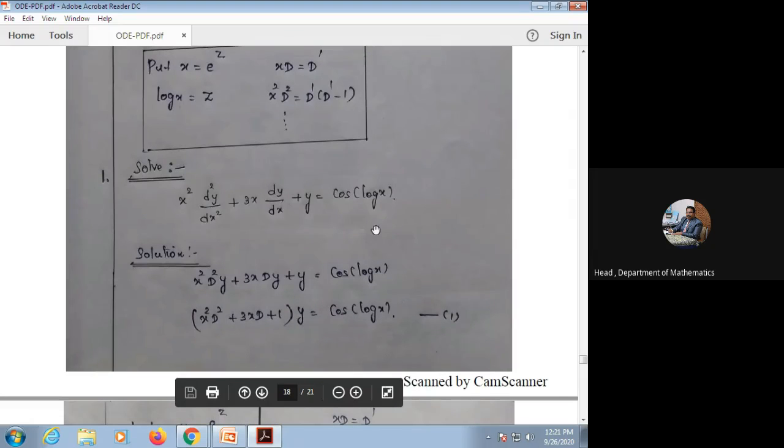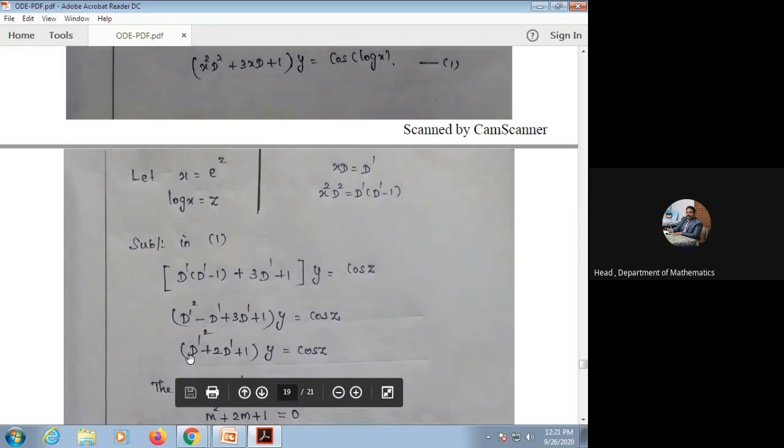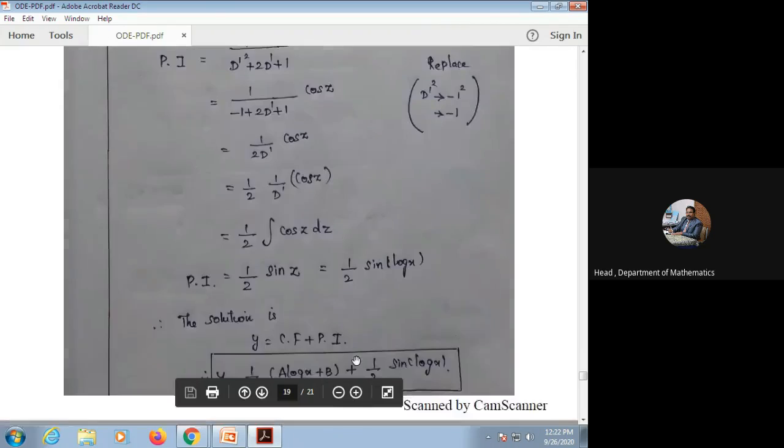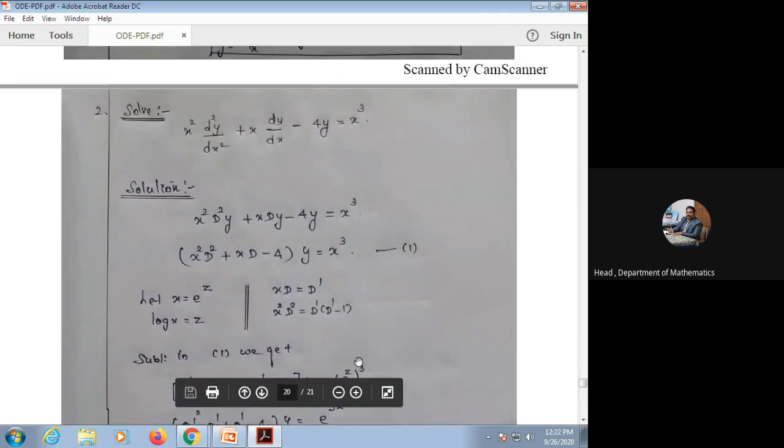This is the first problem. They are giving a variable coefficient, so we can't solve this equation as it is. You have to change it into ordinary form like this. Then you have to find the complementary and particular solution based on the type.